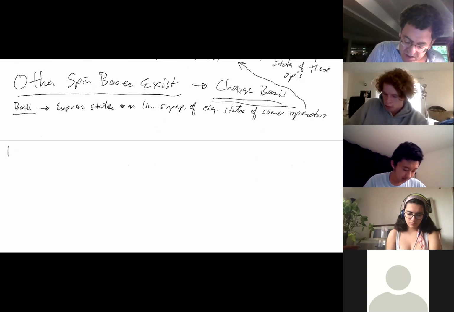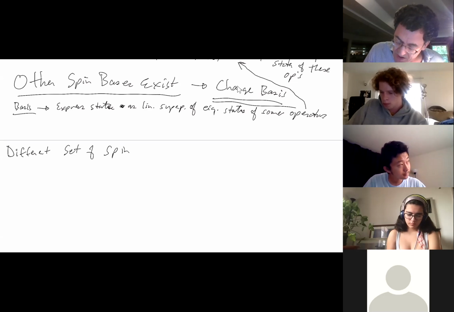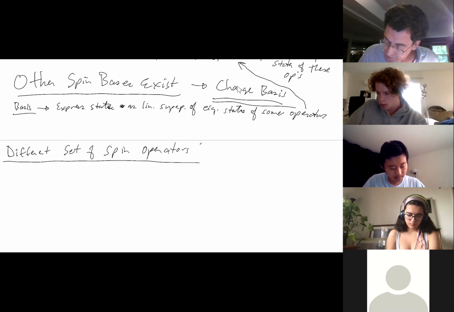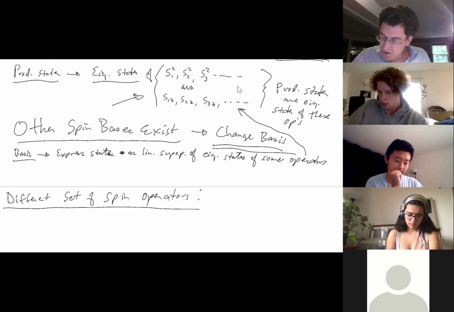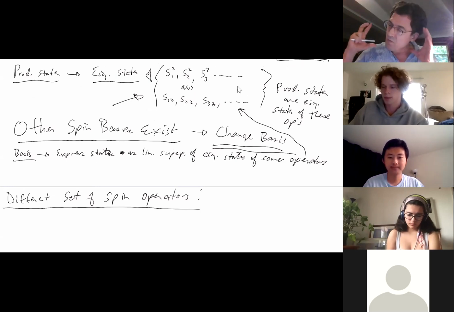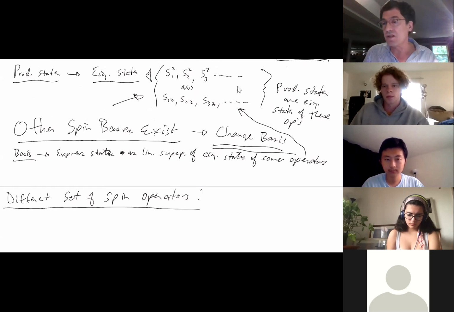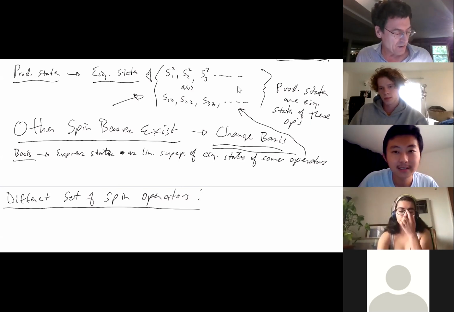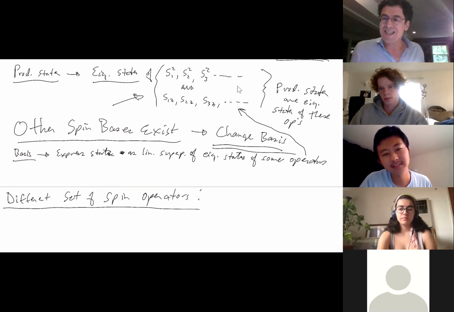So what is a different set of spin operators that we can use to express our many-body spin states? The simplest ones are the ones we have up here, just S1 squared, S2 squared, S3 squared, S1Z, S2Z. Those are the simplest ones. But we can choose a different set of spin operators and write our states in terms of their eigenstates. Can someone tell me what is a different set of spin operators? Just shout out. The total spin? Yeah, exactly.